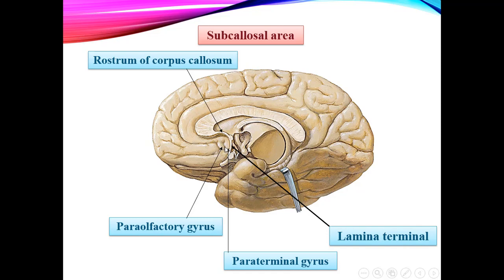This sulcus between the 2 gyri is the posterior paraolfactory sulcus, because it's located posterior to the paraolfactory gyrus, right? And this sulcus is the anterior paraolfactory sulcus. So remember that the subcallosal area contains the paraterminal gyrus, paraolfactory gyrus, posterior paraolfactory sulcus, and the anterior paraolfactory sulcus.